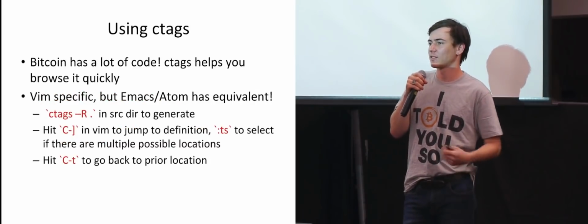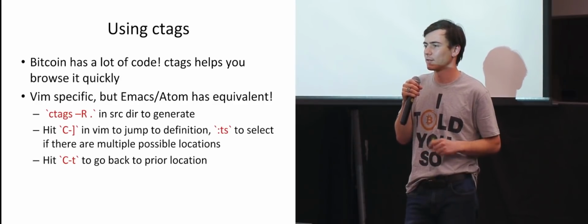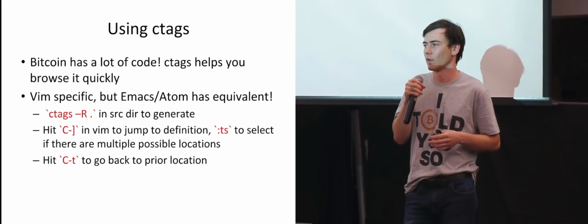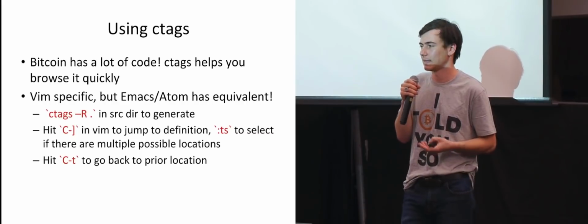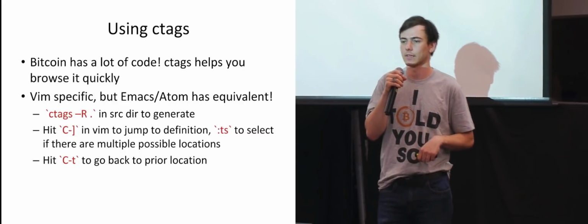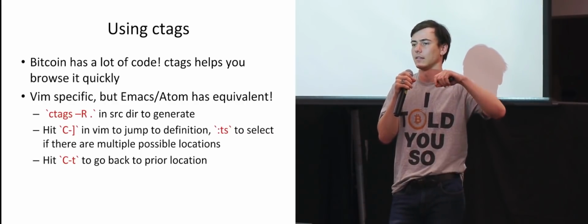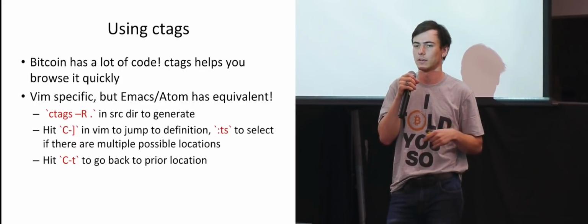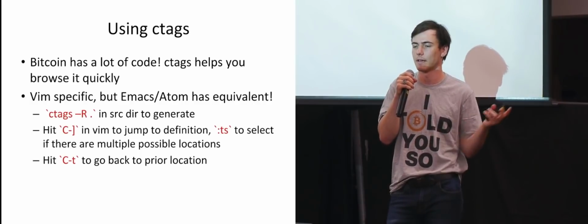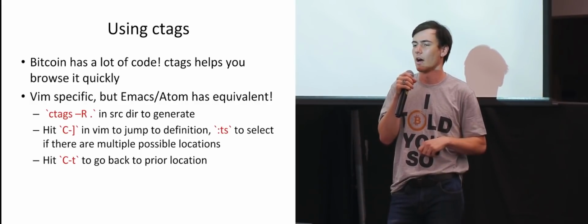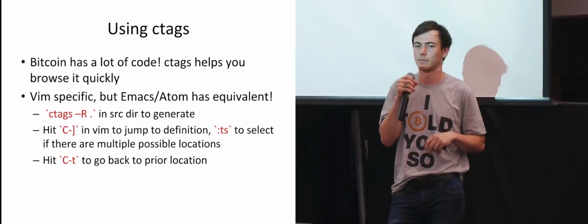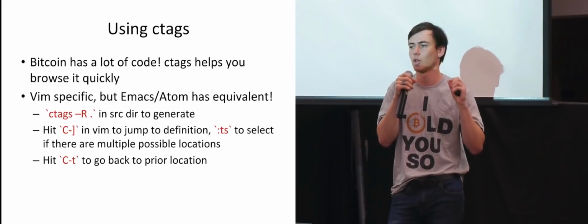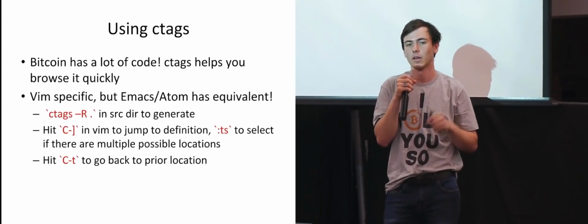So as you start exploring the code base, one of the most important tools that I find a lot of developers actually don't use is something called ctags. Ctags essentially compiles a list of locations for names in your code base. And then when you're in your favorite text editor, Emacs or Vim or Atom or whatever, there's a special set of keyboard shortcuts that will let you jump to where something is defined in the code.